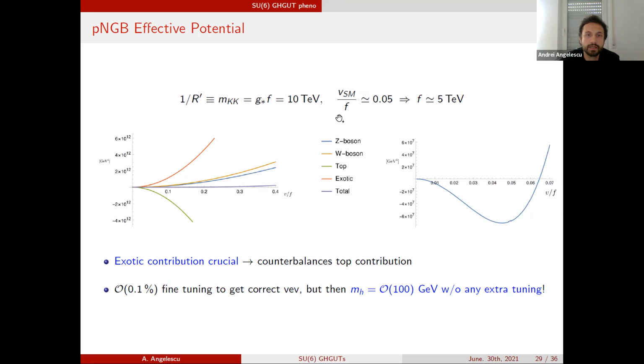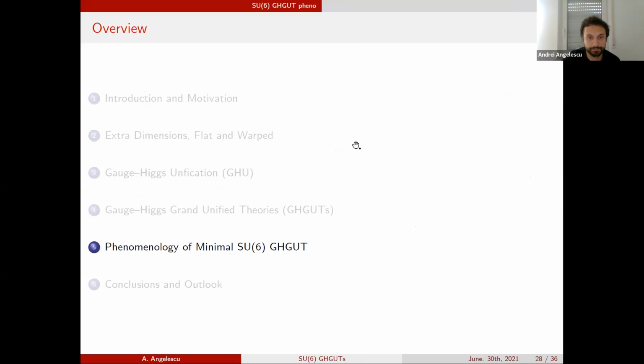By fixing this and computing the Coleman-Weinberg potential, we found correct electroweak symmetry breaking for a decay constant of roughly 5 TeV. And this is how the potential looks like at small values of the field. How do you get here is by summing different contributions to the Higgs potential, so calculating loops from different sectors in this theory. Here, for example, we just took the dominant ones, which are these four: the Z, W, top, and the exotic quark, which is these tilde guys that I mentioned earlier.